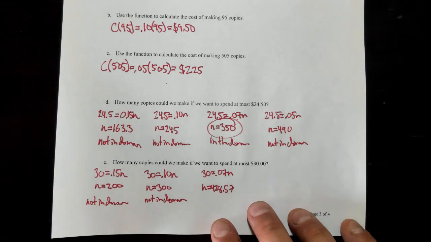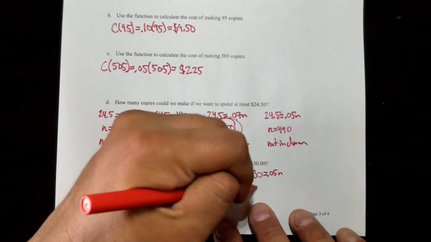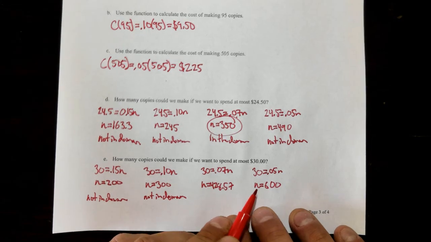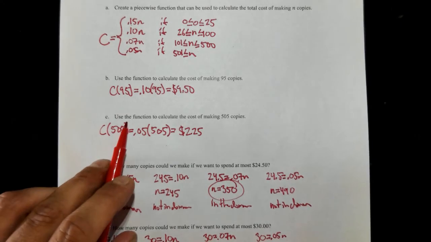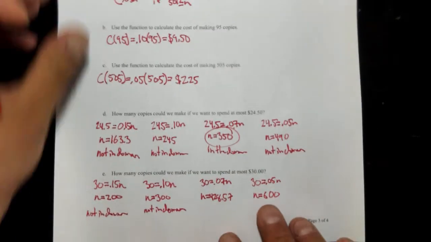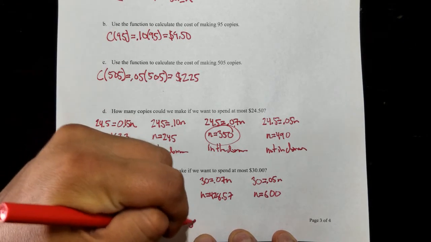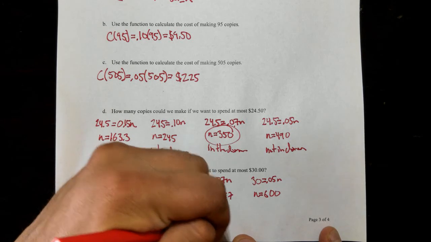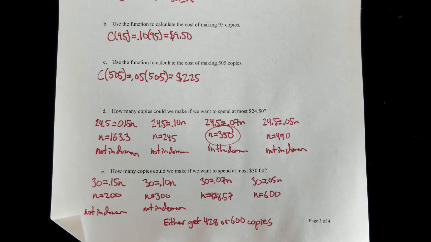So let's just do the last one. 30 equals 0.05n, and if we solve for n here, we get 600, which is also in the domain of its own rule, because 600 is greater than 501. So we can get either 428 copies, where I just rounded down, since we don't want to round up, or 600 copies. Awesome. All right, let's go on to the last page here.